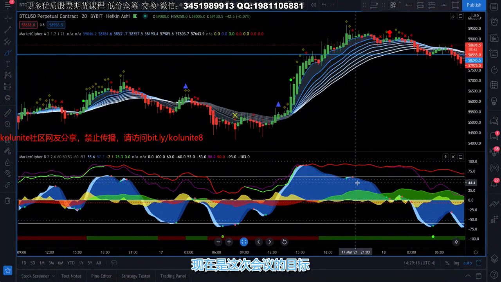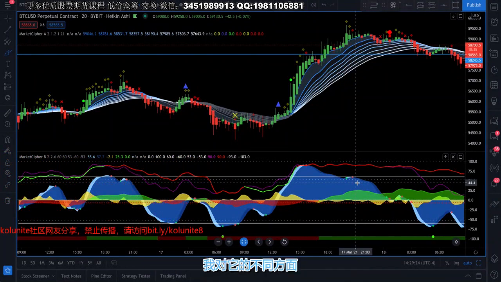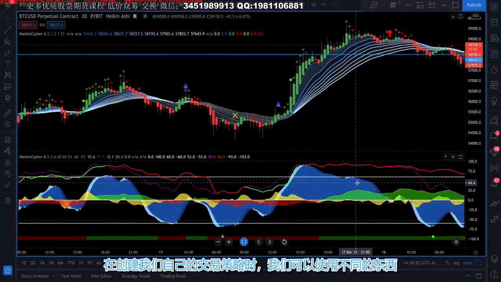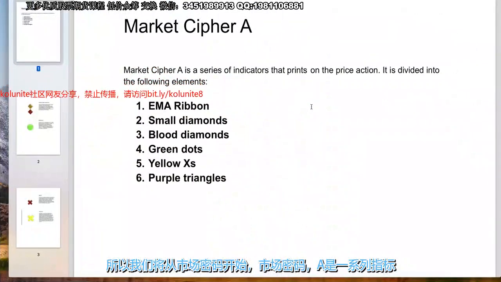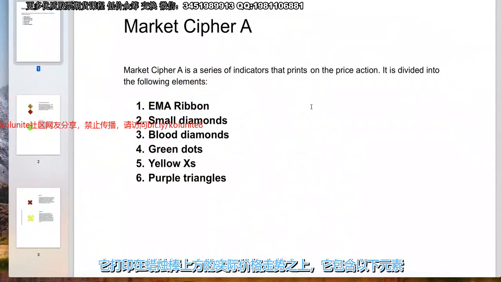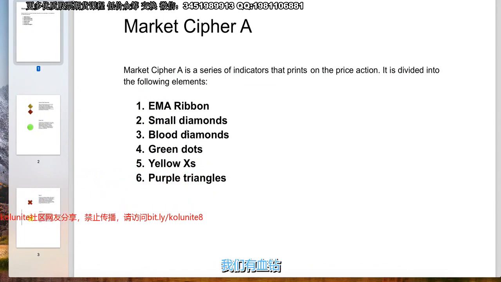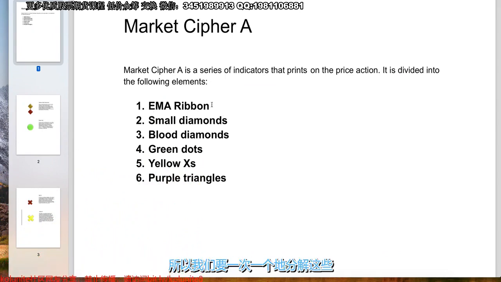Now, the goal of this session, guys, is not necessarily to teach us how to use Market Cipher as much as it is to just get ourselves familiar with Market Cipher, the different aspects of it, different things that we have at our disposal to look at, to utilize when it comes to creating our own trading strategy. So we're going to start by going over Market Cipher A. Market Cipher A is a series of indicators, and it prints above the actual price action, above the candlesticks, and it contains the following elements. We have the EMA ribbon, we have small diamonds, we have blood diamonds, we have green dots, yellow X's, and purple triangles. So we're just going to break these down one at a time.